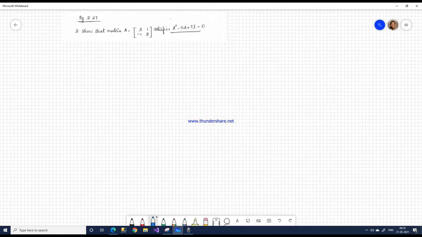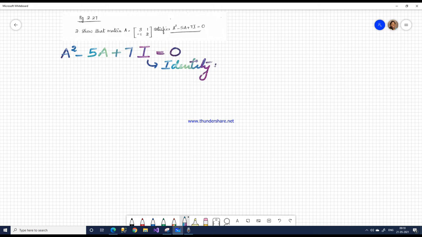In this question, it is asked to find a particular matrix which satisfies A square minus 5A plus 7I equals 0. Please take care of the expression. A square minus 5A plus 7I equals 0. I represents the identity matrix. Okay, I is our identity matrix.